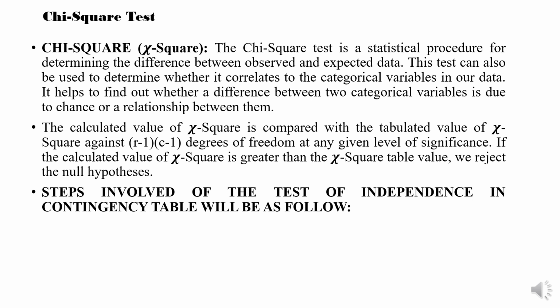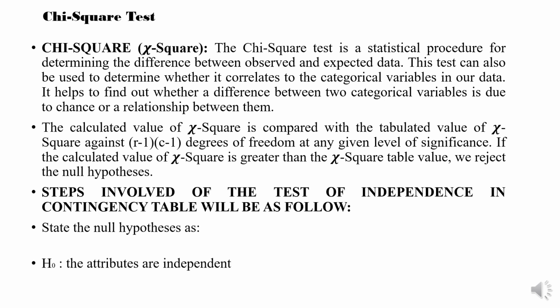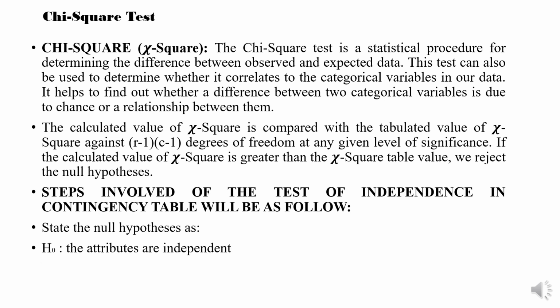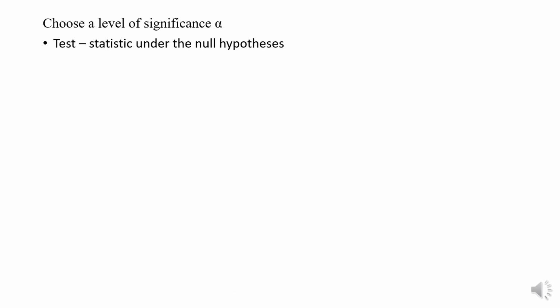So the steps involved in the test of independence in a contingency table are as follows. State the null hypothesis as H naught: the attributes are independent, H1: the attributes are associated. So these are the hypotheses. The second step is to choose a level of significance alpha. And the third step is the test statistic under the null hypothesis.